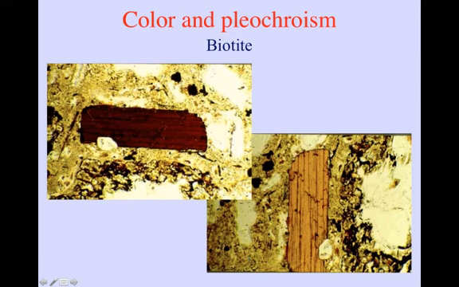Biotite's another example of a pleochroic mineral. It's very common in the rocks that we'll look at. These are two images that are rotated by 90 degrees, and you'll see that in the upper left-hand image, the biotite has a dark red, reddish-brown color, and rotated 90 degrees, the color is much paler, so a light brown. That's pleochroism and color.